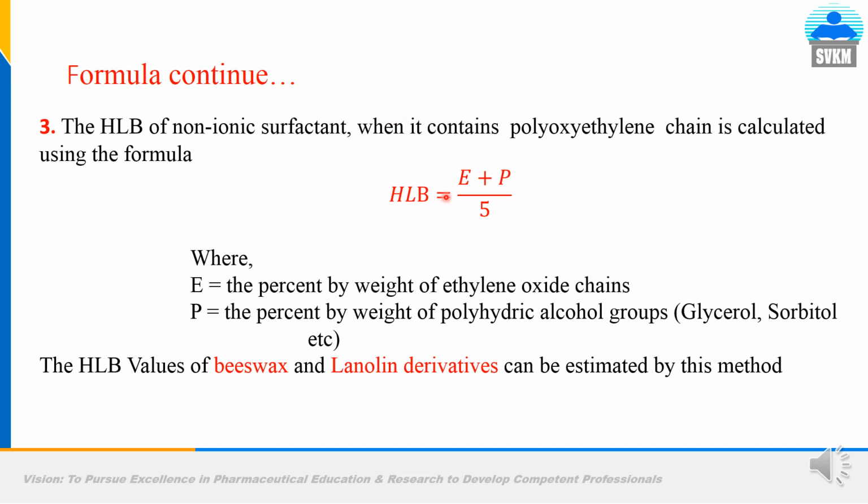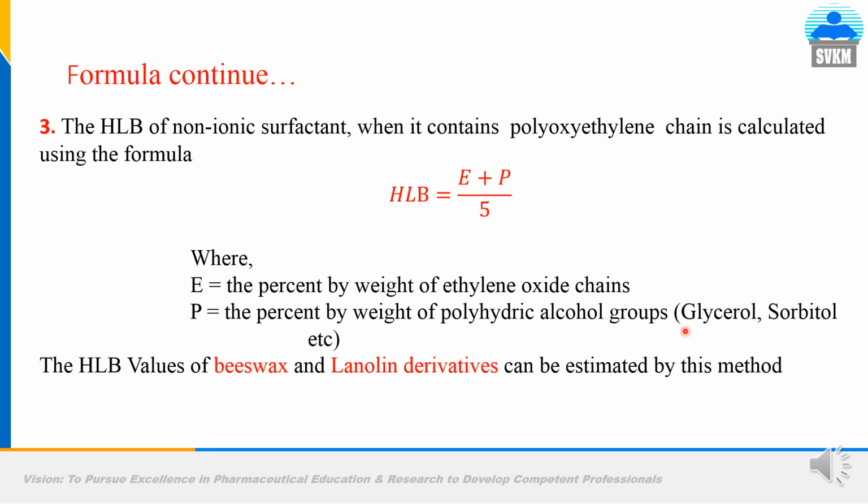Here HLB is equal to E plus P divided by 5, where E is the percent by weight of the ethylene oxide chain, and P is the percent by weight of the polyhydric alcohol groups, that is glycerol or sorbitol. When we put these values into the formula, we get the HLB value of that type of surfactant molecule. By using this formula, we can calculate the HLB value of beeswax and lanolin derivatives. This last formula is used for non-ionic surfactants which contain a polyoxyethylene chain.